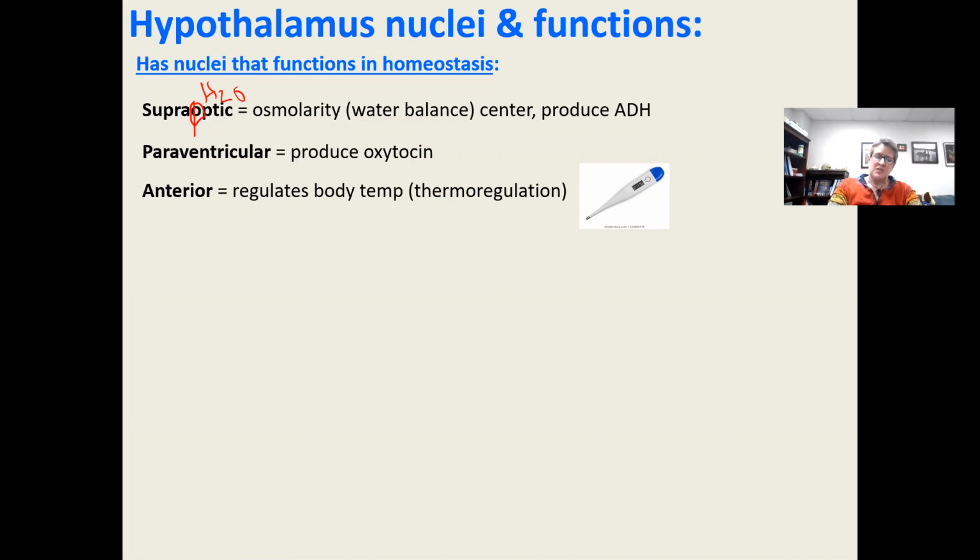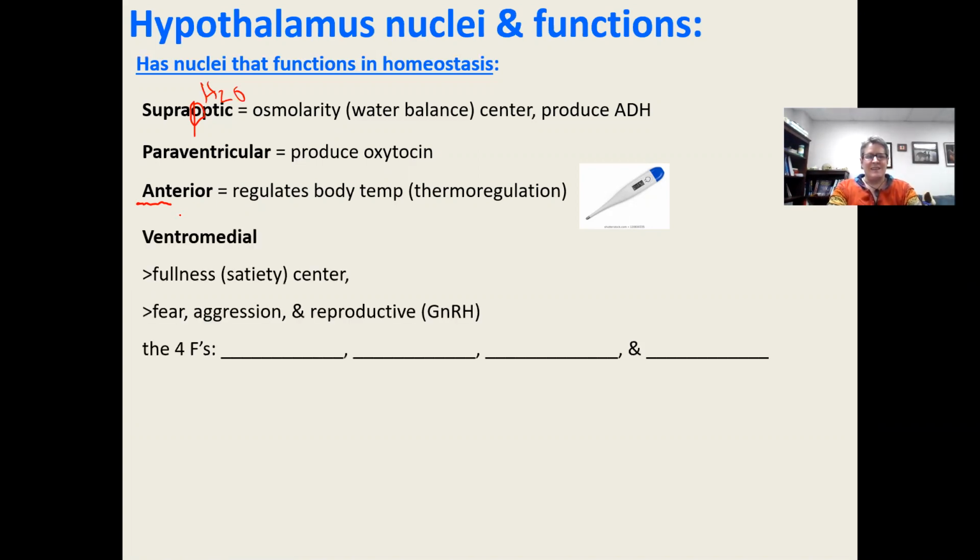to cool you down. So when I think of the anterior nucleus, I think of the letters A and T, and that reminds me of Antarctica. Antarctica is a continent, and it's a cold continent, and cold is a temperature. So I think of anterior, Antarctica, cold, temperature. All right? Next, the ventral medial nucleus.